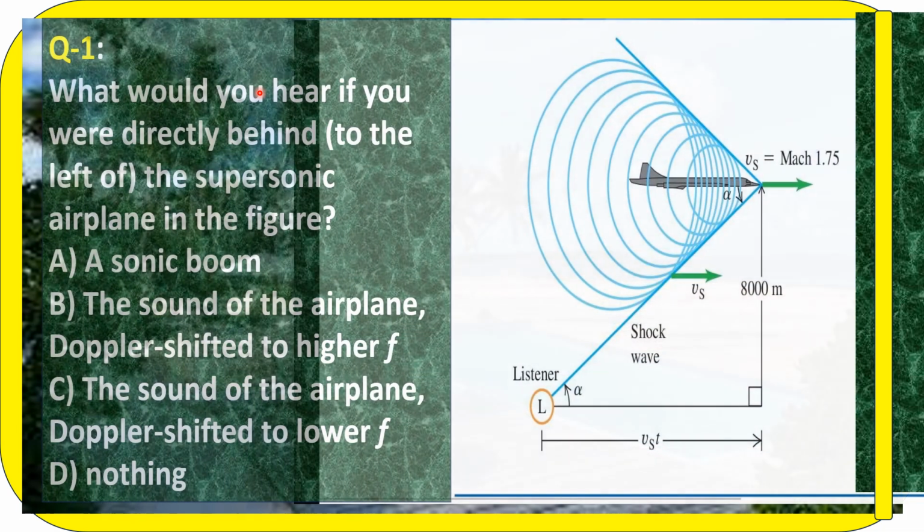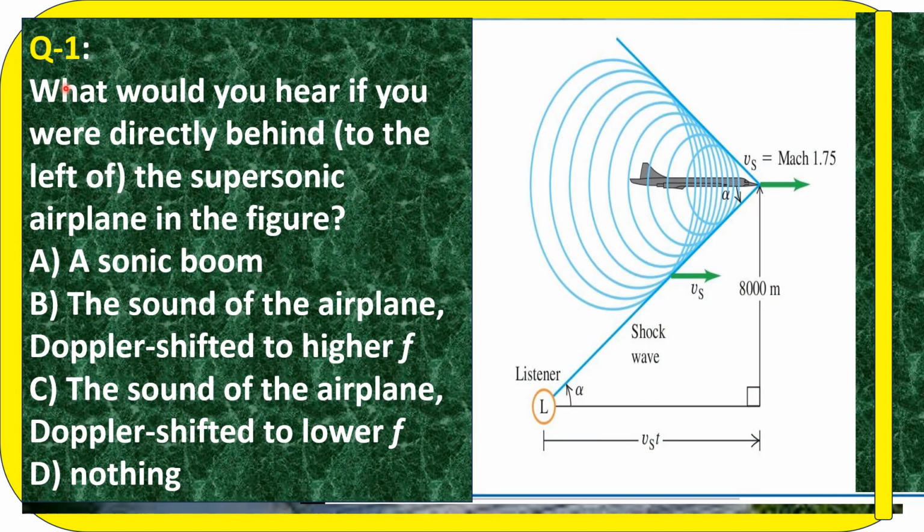Our first question, question number 1. What would you hear if you were directly behind or to the left of the supersonic airplane shown in the figure? So we have here an illustration of our scenario. There's a supersonic airplane at an altitude of, for example, 8,000 meters, and it's moving at a speed of 1.75 Mach.